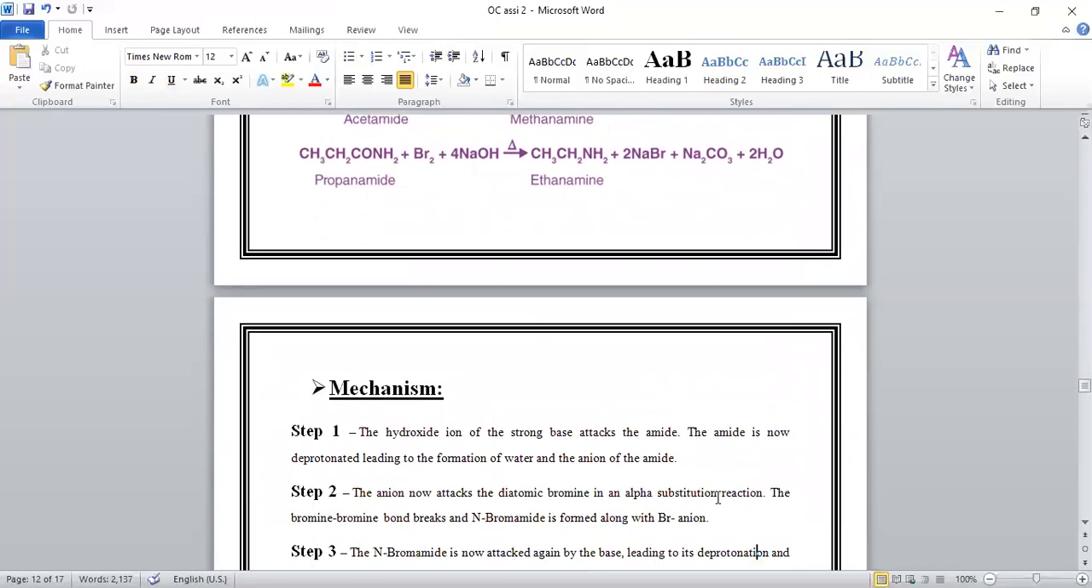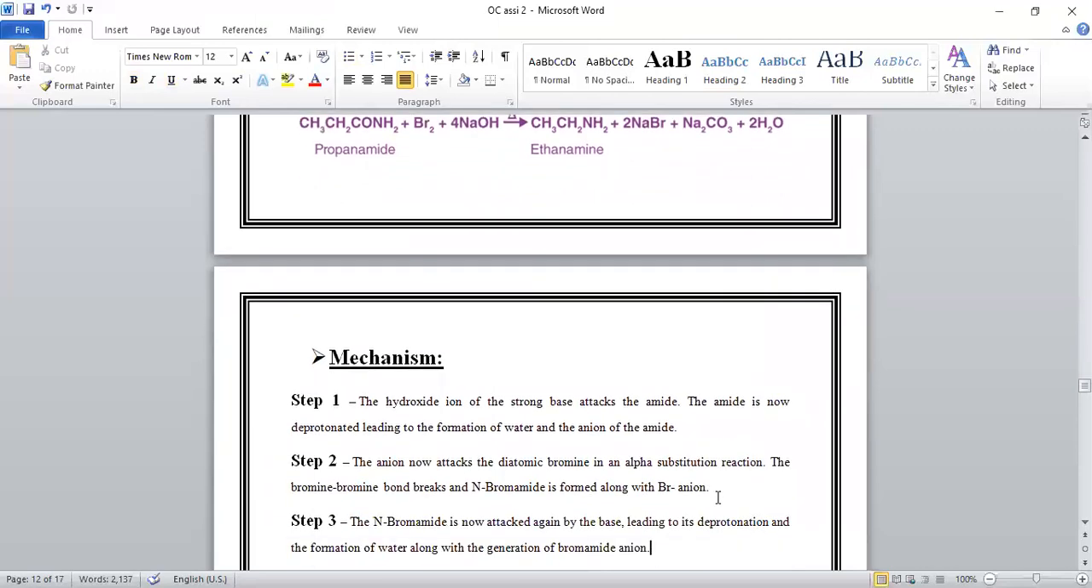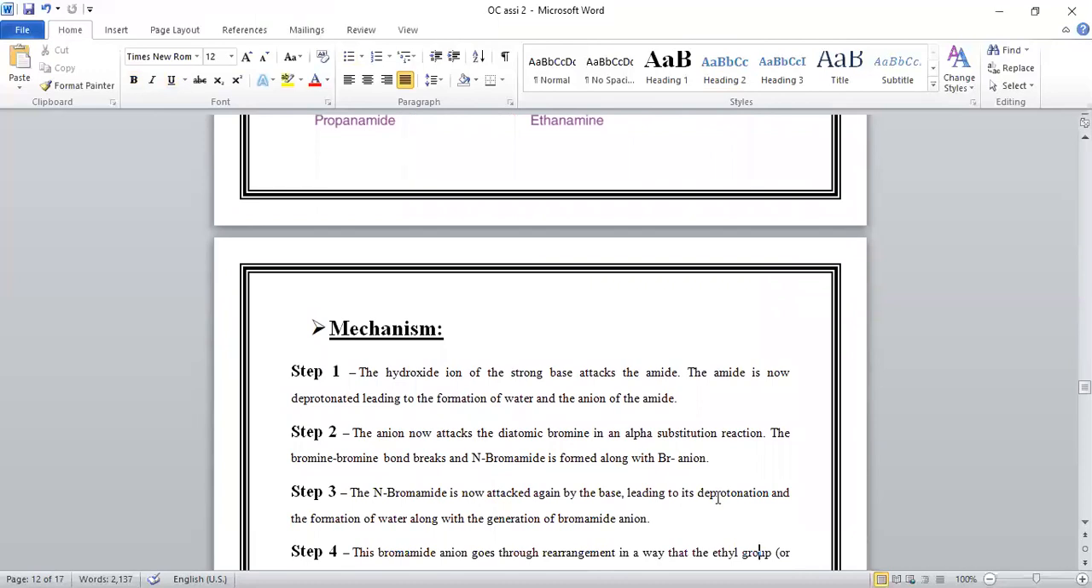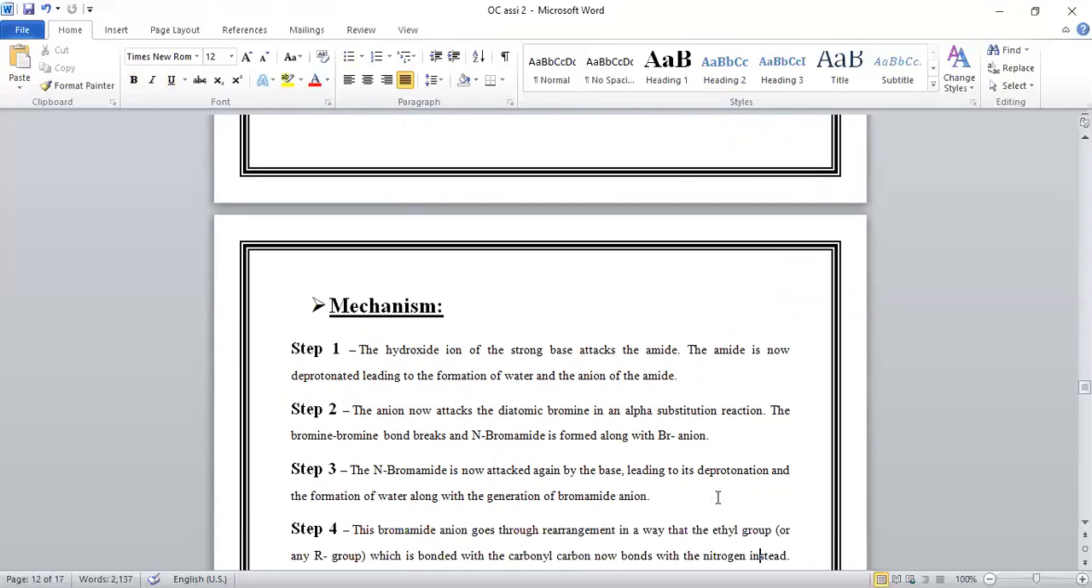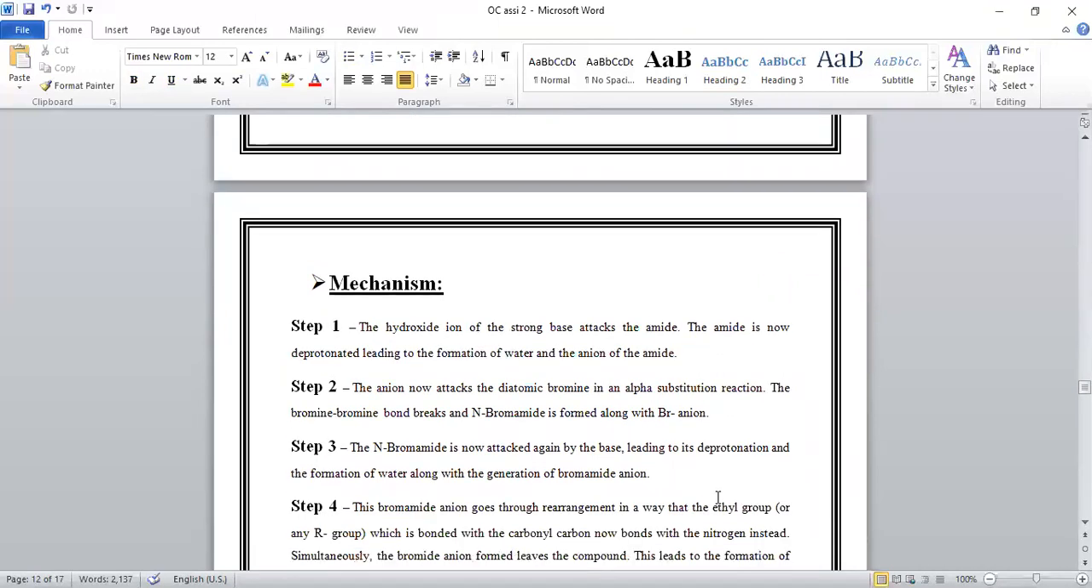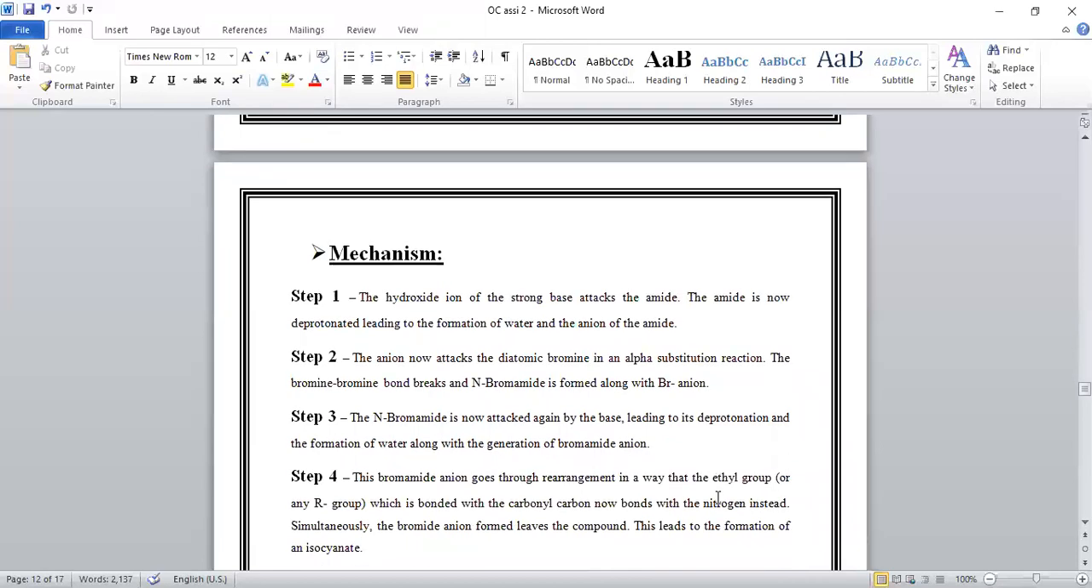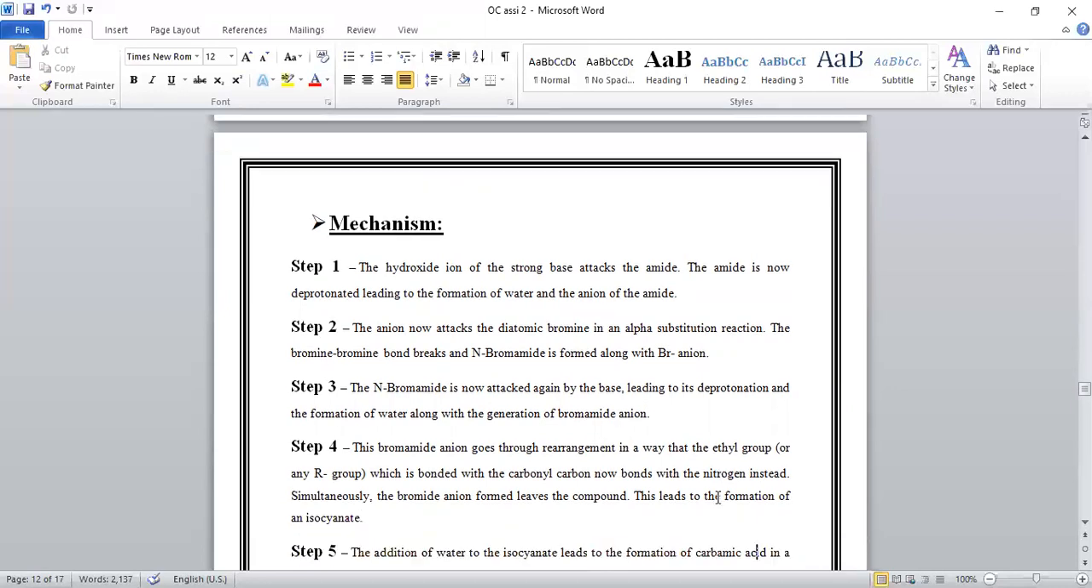Then its mechanism includes the hydroxide ion of the strong base attacking the amide. The amide is now deprotonated, leading to the formation of water and the anion of the amide. In the second step, the anion now attacks the diatomic bromine in an alpha substitution reaction. The bromine-bromine bond breaks and N-bromamide is formed along with a bromide anion. In step 3, the N-bromamide is now attacked again by the base, leading to its deprotonation and the formation of water along with the generation of the bromamide anion.